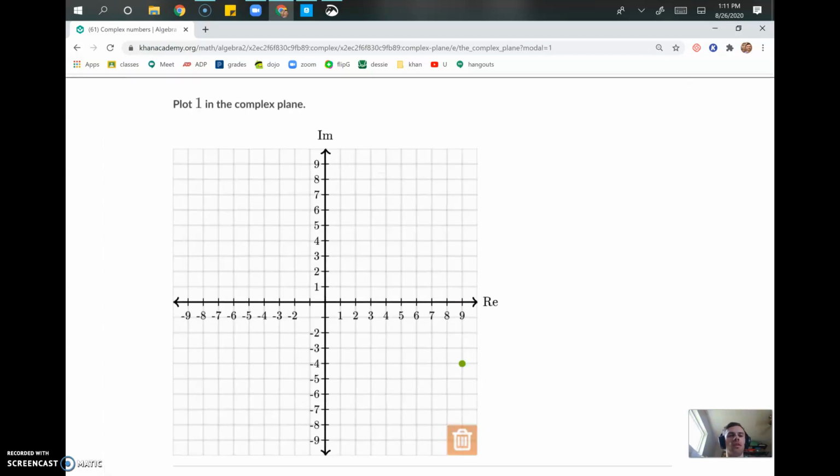Plot 1 in the complex plane. If you accidentally do a bunch of dots, all you have to do is just drag them to the trash can. Alright, 1 on the real plane is right here, and there's no imaginary part to this, so we want to be even with 0 on the imaginary plane.